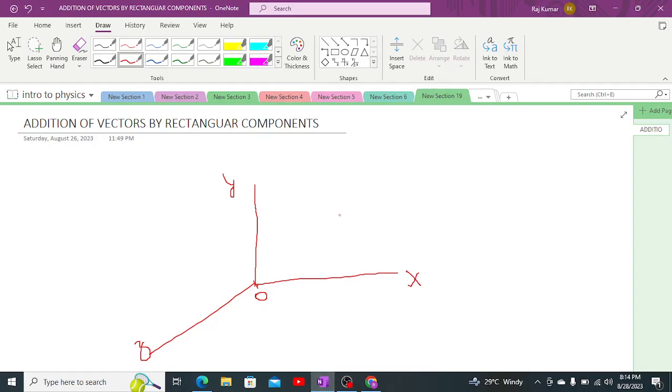Greetings one and all, and today we are going to discuss the addition of vectors by rectangular components.